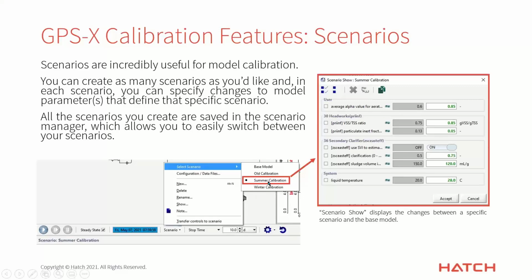Another good feature of this is that if you switch to a scenario, so in this case I switched to summer calibration, and then I go and click show here, I can see the scenario show window come up that displays the changes between that specific scenario and the base model. So you can see that here in the Influent, I made a couple changes to the VSS to TSS ratio and the particulate inert fraction.